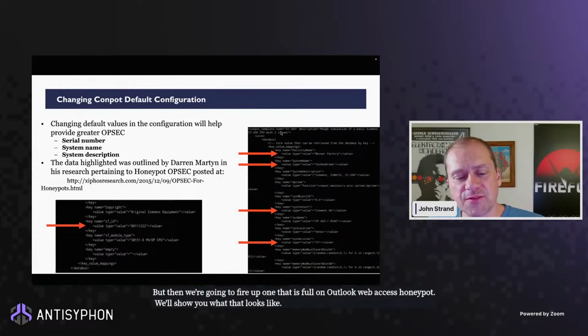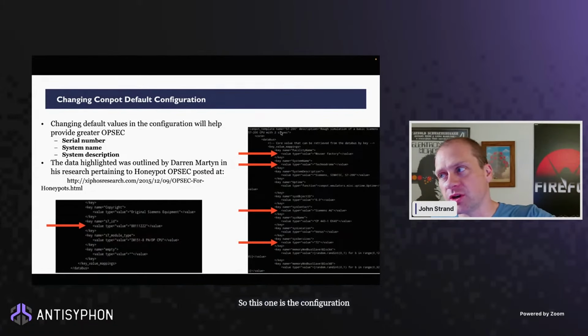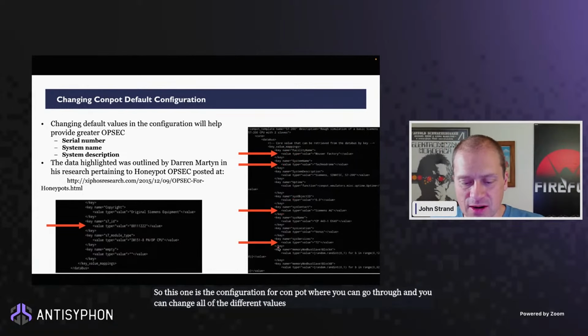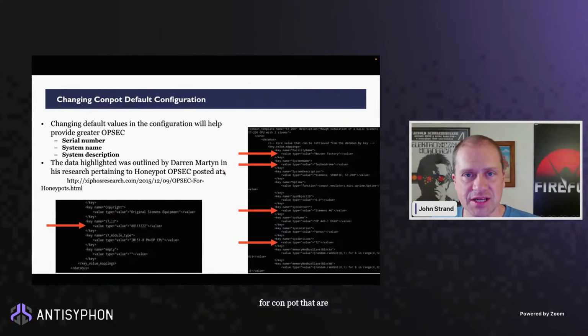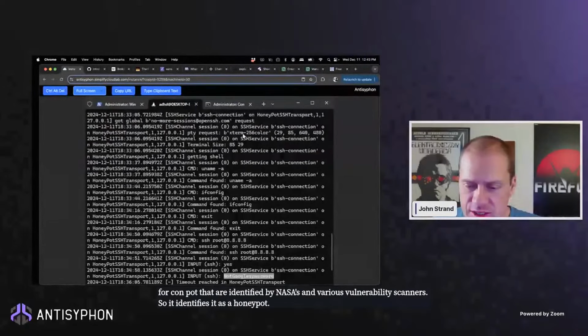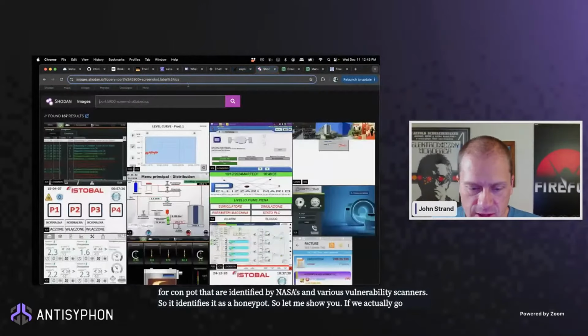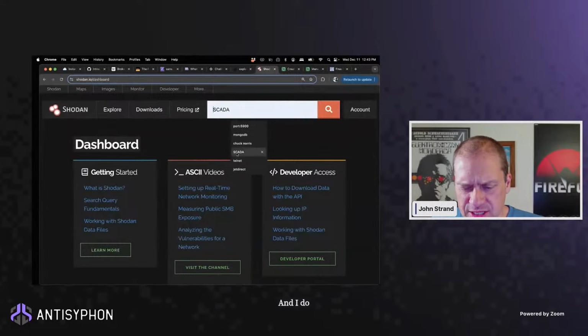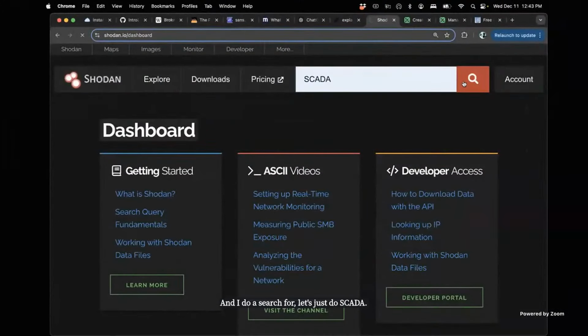So this is the configuration for Conpot, where you can go through and change all of the different values that are identified by Nessus and various vulnerability scanners, so it identifies it as a honeypot. Let me show you. If we go straight up to Shodan and do a search for, let's just do SCADA, Shodan actually has built-in capabilities to identify honeypot systems.